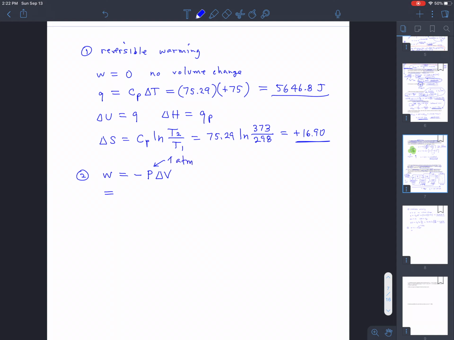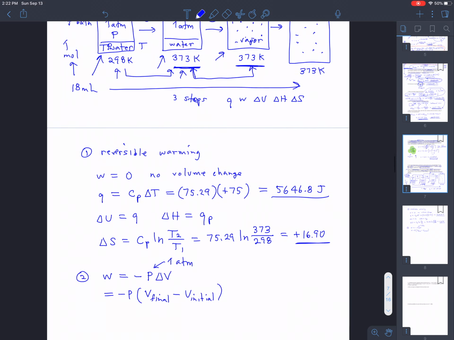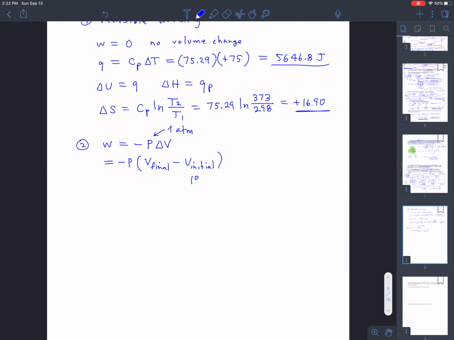What's the volume change? Well, the volume change will be equal to the final volume minus the initial volume. What's the initial volume? Well, we had 1 mole of water. We know that there's about 1 milliliter per gram of water, and that a mole weighs 18 grams of water, so it's about 18 milliliters. Very small. So this is 18 milliliters.